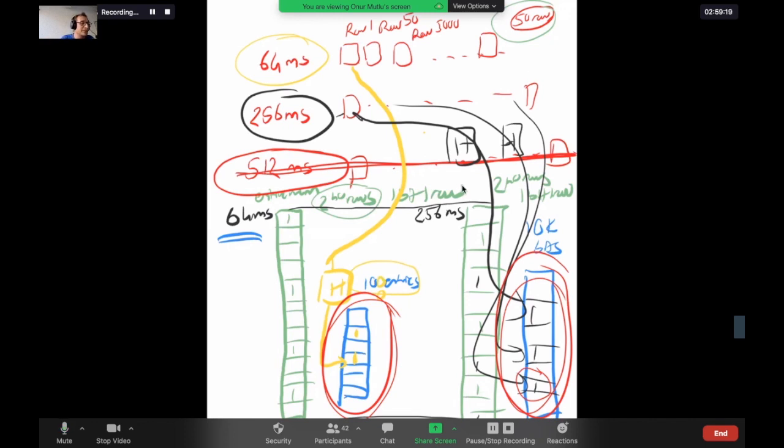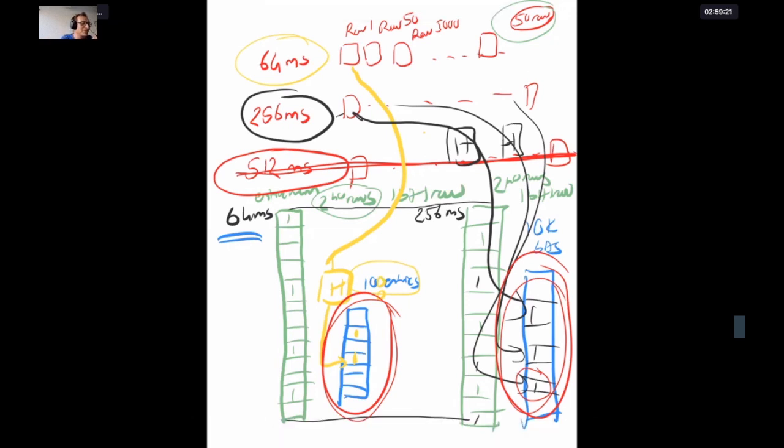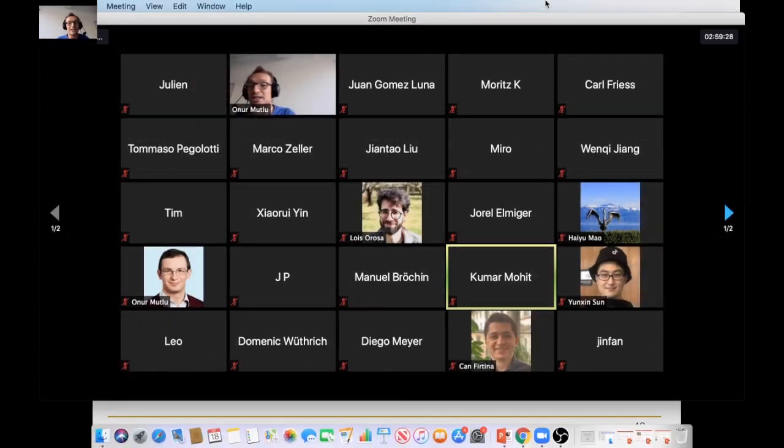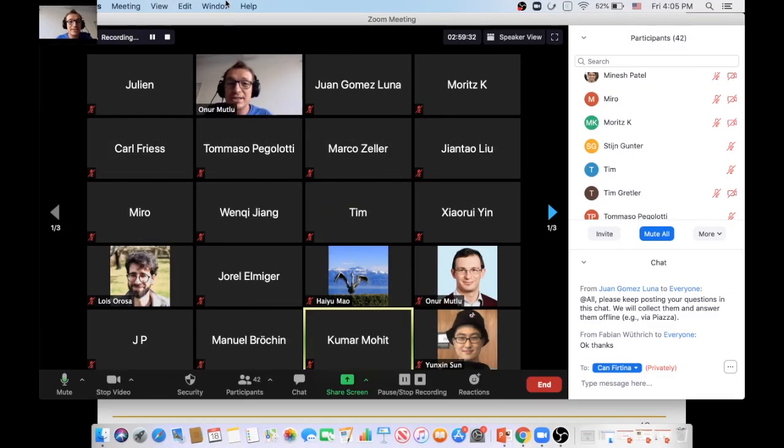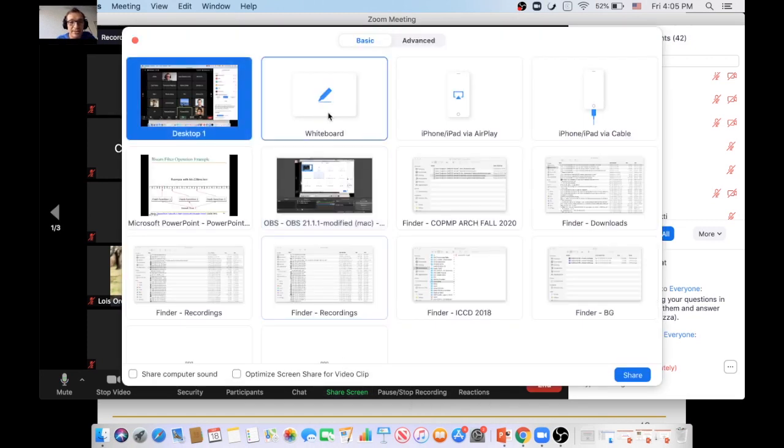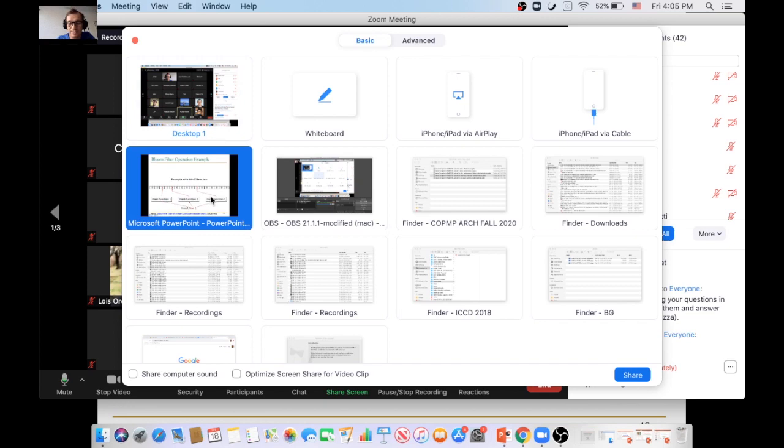So let me go over a little bit. I'm going to actually keep you for longer. In the future, I'm going to keep you less, hopefully. But let me finish this. My iPad is not cooperating with me nicely. I'm going to stop share over here. What I'm going to do is I'm going to share screen again, and not my desktop, but I'm going to go through the PowerPoint again.